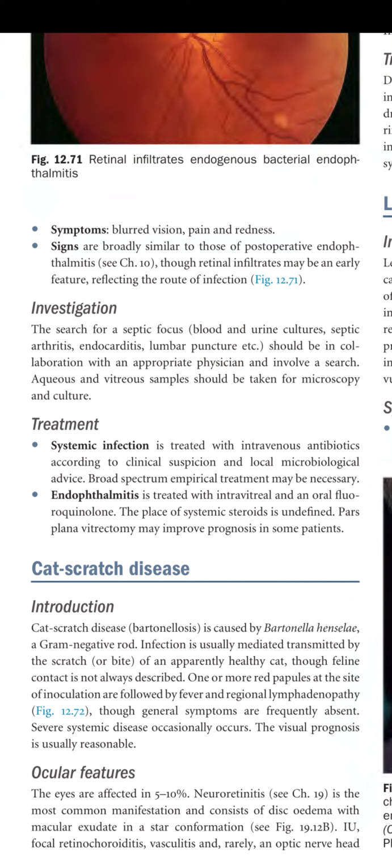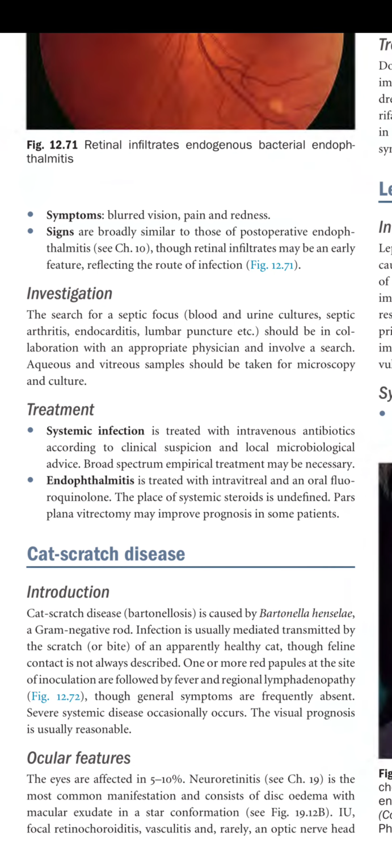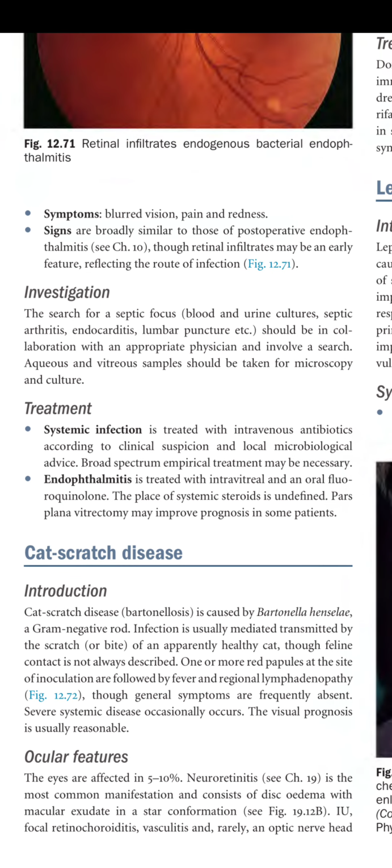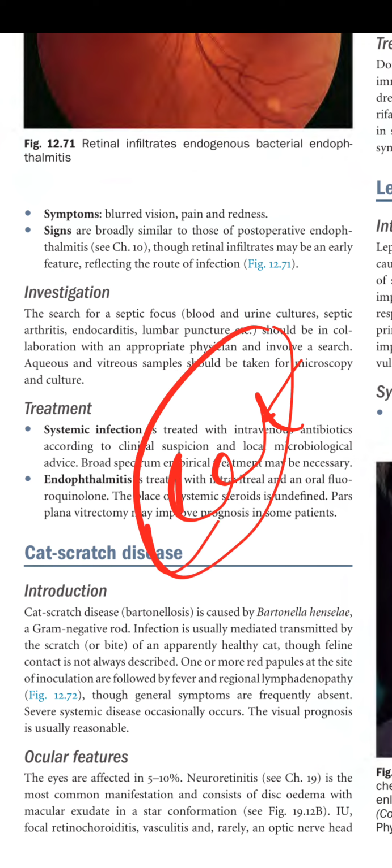Then cat scratch disease. Cat scratch disease, which is known as bartonellosis, is caused by Bartonella henselae, a gram-negative rod. Infection is usually transmitted by the scratch or bite of an apparently healthy cat, though feline contact is not always described. So cat scratch disease is usually caused by the scratching of a cat, even a healthy cat.